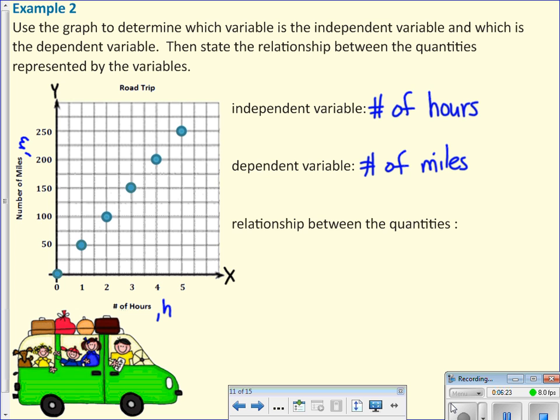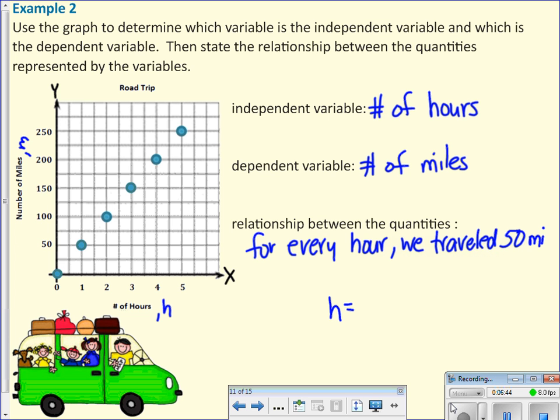What do I have to do to my H to get it to equal the M? So for every 1 hour, we went 50 miles. So for every hour, we traveled 50 miles. You learned that in science during scientific method, writing your if-then statements in your conclusions. The relationship. When you see the word relationship, you have to include the two quantities.